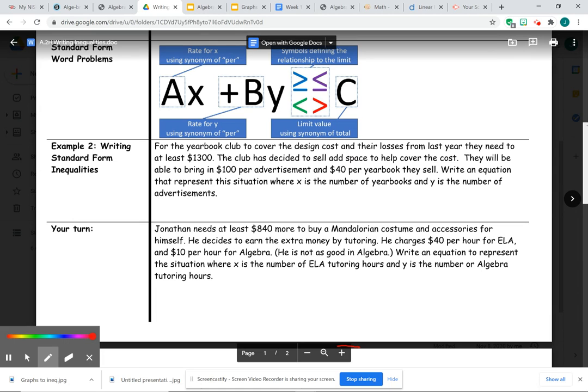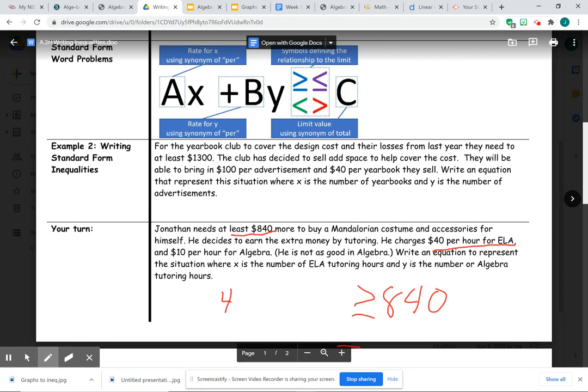Jonathan needs at least $840. So there's your limit. There's your value that you're focusing on, $840. At least means he needs more, right? So he needs at least $840 to buy the costume and accessories for himself. Oh, sorry, Matt. He likes the idea himself. He decided to earn the extra money by tutoring. He charges $40 per hour for ELA tutoring. And he charges $10 per hour for algebra. He must not be as good in algebra.